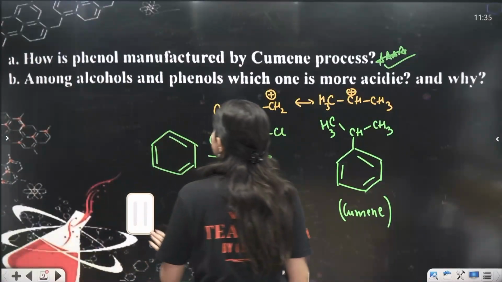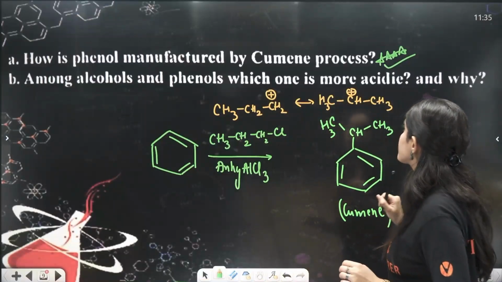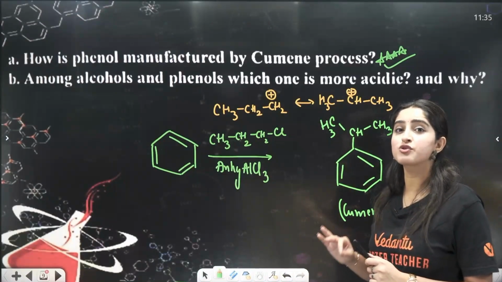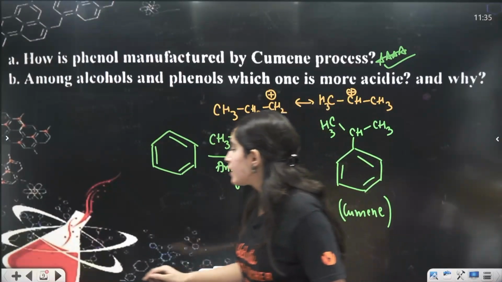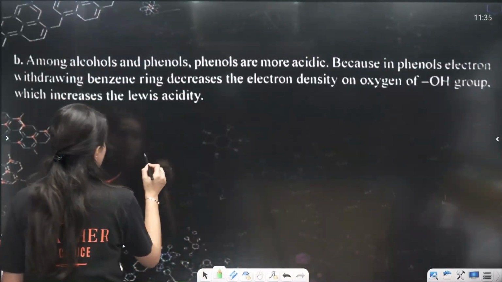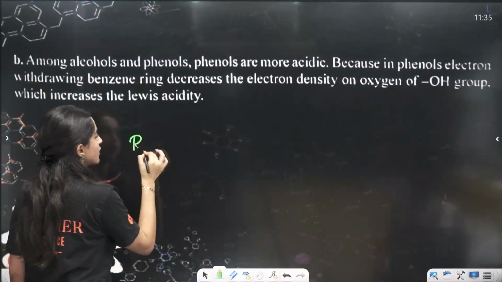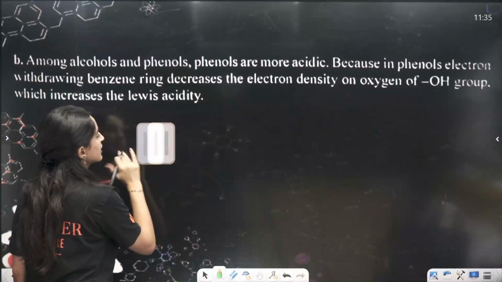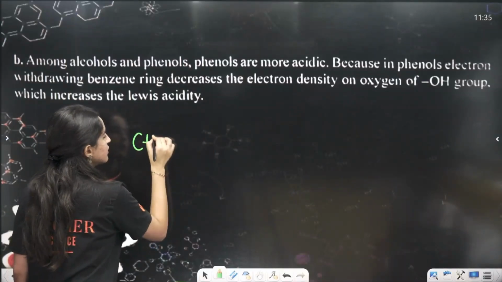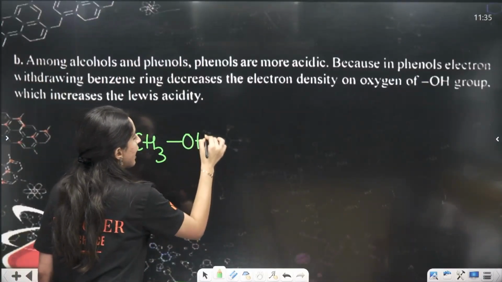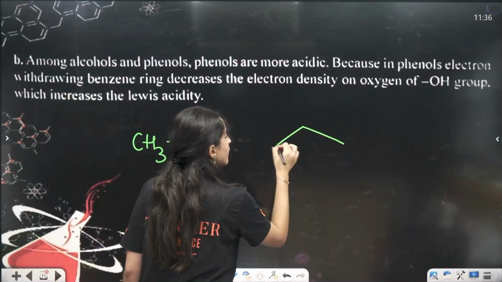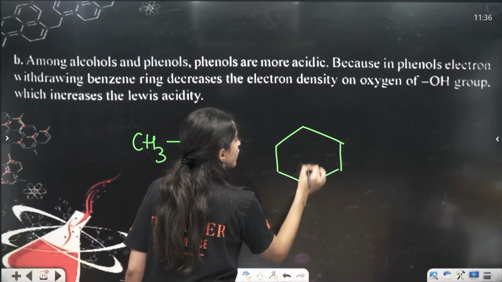Okay, next. Now, the question was, let us see the question. The question was, among alcohols and phenols, which one is more acidic? You have to tell which one is more acidic, right? So alcohol and phenols we are saying, for example, I am saying this is your ROH. Let us take an example of CH3OH, and here it is your phenol, right? Here it is your phenol.